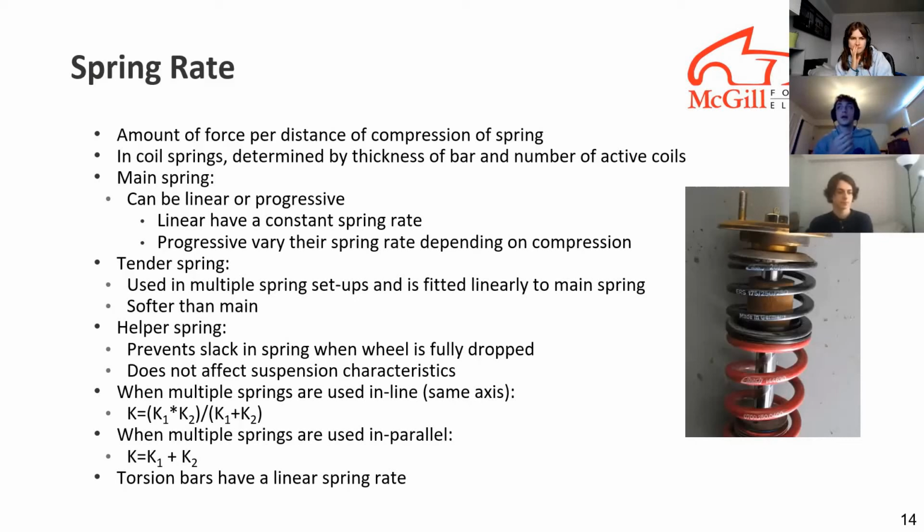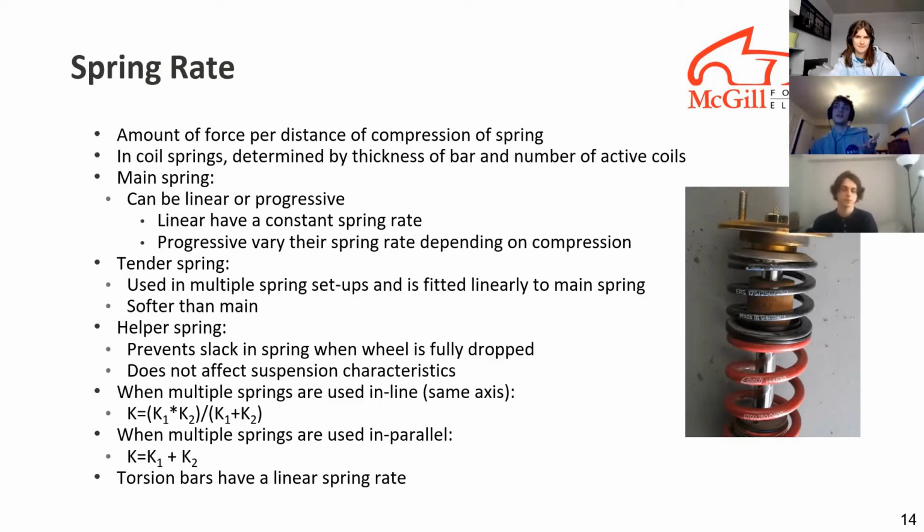In a coil spring, the rate will be determined by the thickness of the coil and the number of coils present. In a multi-spring setup, the main spring will have either a linear spring rate or a progressive spring rate. The linear spring rate means that whatever the compression is, the spring rate is the same. The progressive spring rate, on the other hand, will change depending on the level of compression.